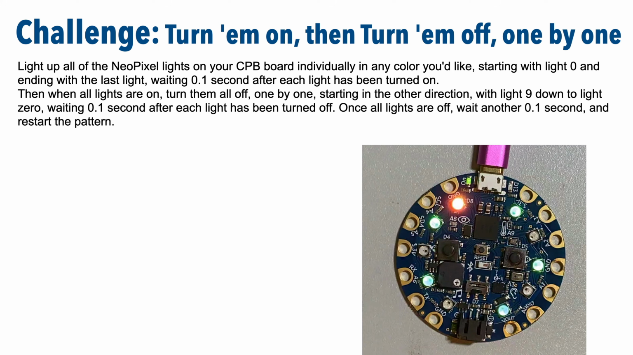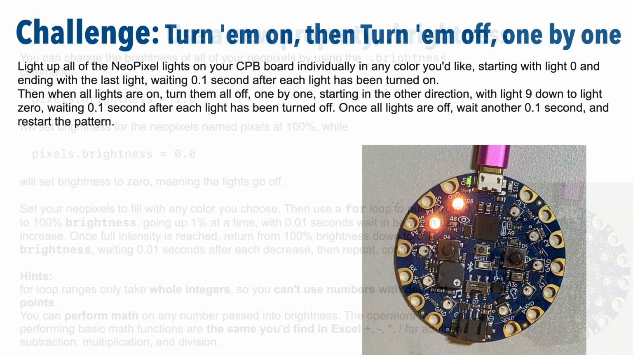So if you've implemented this properly, this is what it should look like. You're turning on the lights one by one, then you turn them off one by one, and then you restart that pattern. Give it a shot, Python programmer. I know you can do it. And then when you're done with this, we've got another challenge for you.